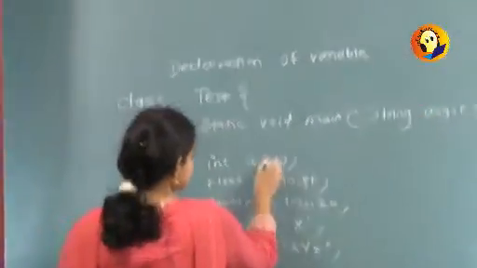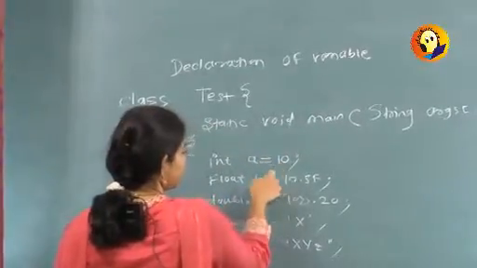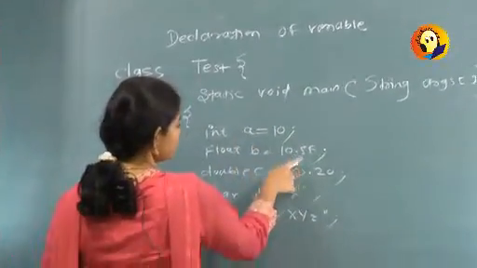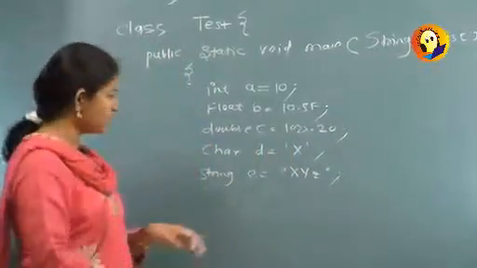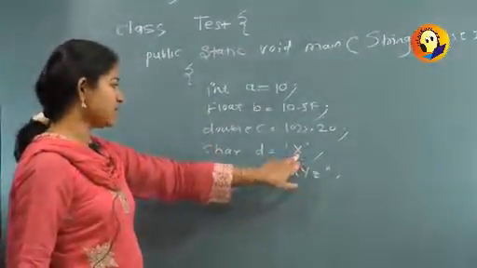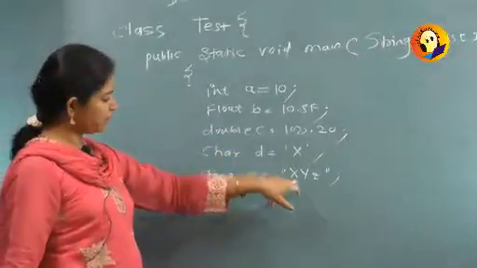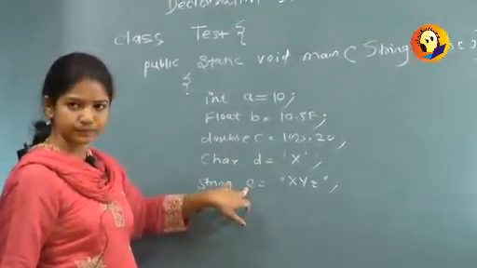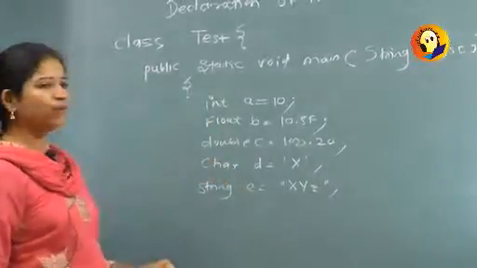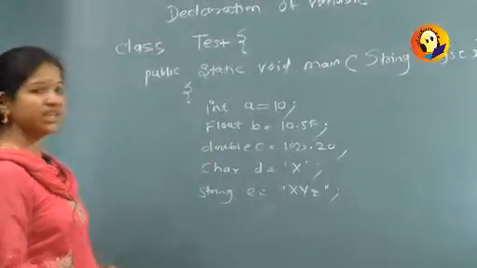And this is nothing but the assignment operator. Value 10 is assigned to variable A, 10.5 is assigned to variable B, 100.20 is assigned to variable C, and likewise the character X is stored in D, and the string XYZ is stored in E. Okay, now I want to display the value of each variable.